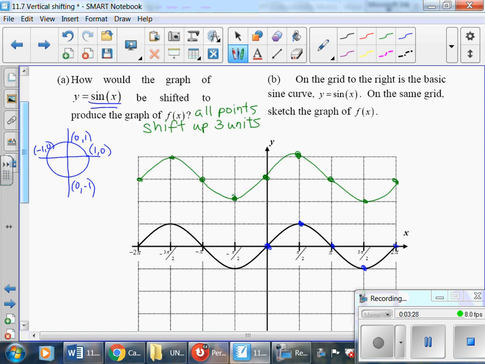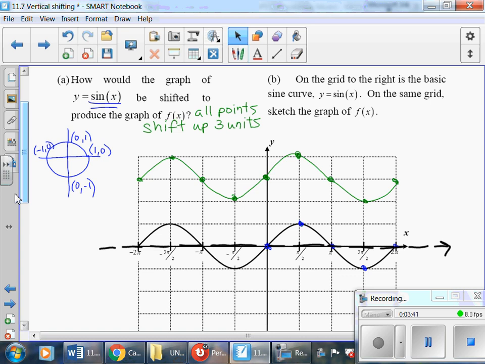So what happens is our midline, and I'm going to talk about this in just a few minutes, our midline, which was right here at the x-axis, got shifted up 3. So from here, it got shifted up 1, 2, 3. And then we drew our curve, kind of like with a new x-axis in mind. If you think about it like that, it makes things a little bit easier.